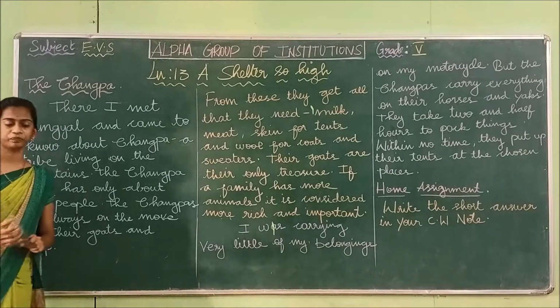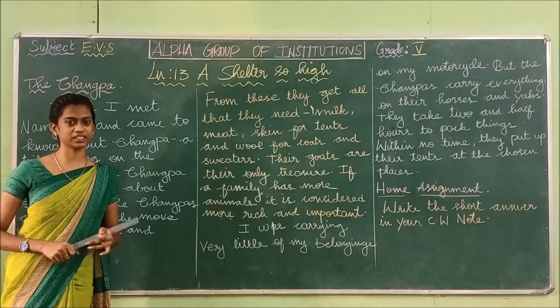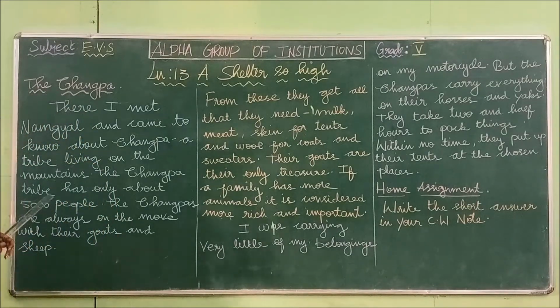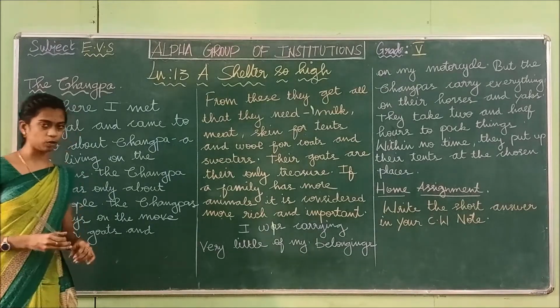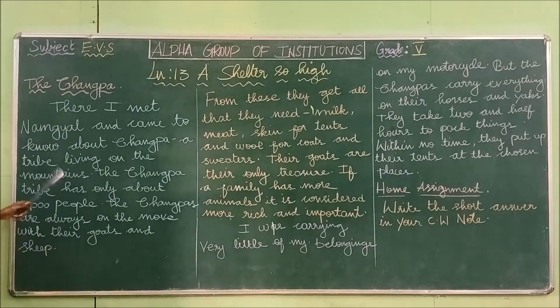So now whom does he meet? Gaurav meets Namgyal. Okay, so Namgyal is a person. Here the G is silent. You have to pronounce it as Namgyal. So Namgyal is a person whom Gaurav meets, and he asks about Champa.